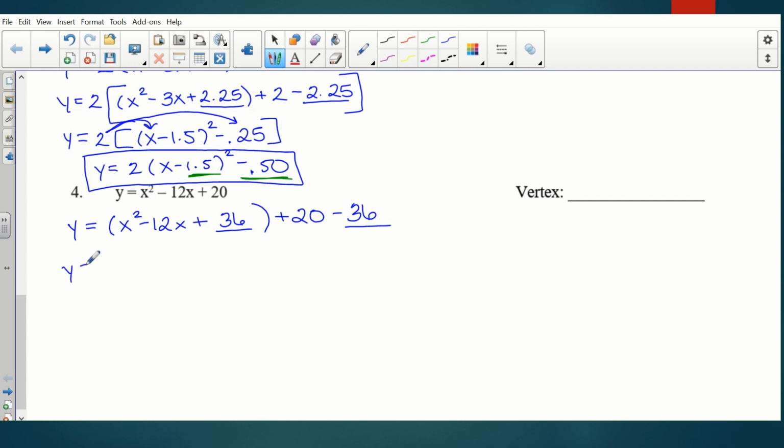Factoring what's inside my parentheses, I get x minus 6 squared, because remember when I took half of b I had negative 6. 20 minus 36 is minus 16. So here is vertex form of the quadratic that we have in number 4. It's the exact same quadratic, just written a little differently.